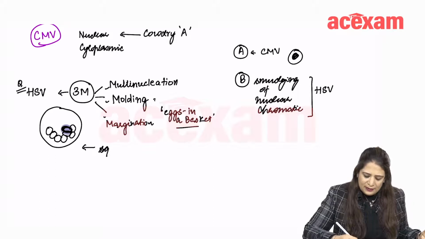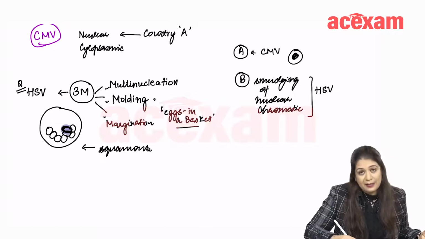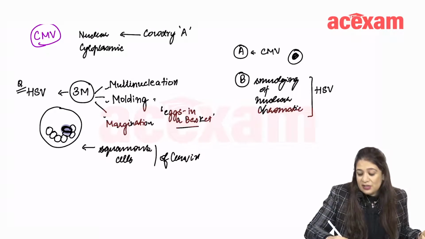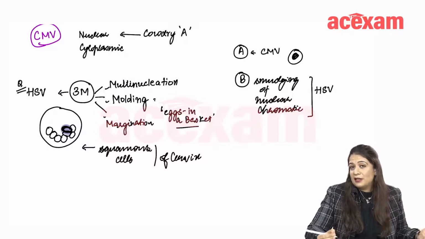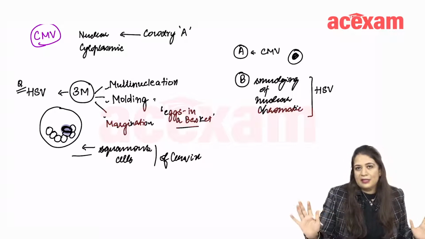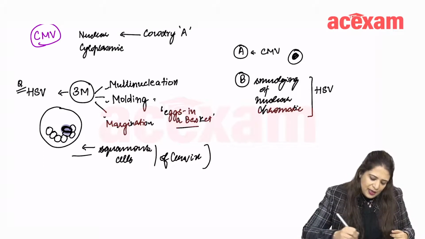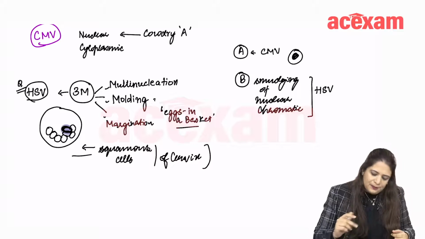So the squamous cells, sometimes even the glandular cells, that is the epithelial cells of the cervix, especially in Pap stained cervical smears, you tend to encounter these HSV changes. Even on H&E you can find them. So it is seen in the epithelial cells.